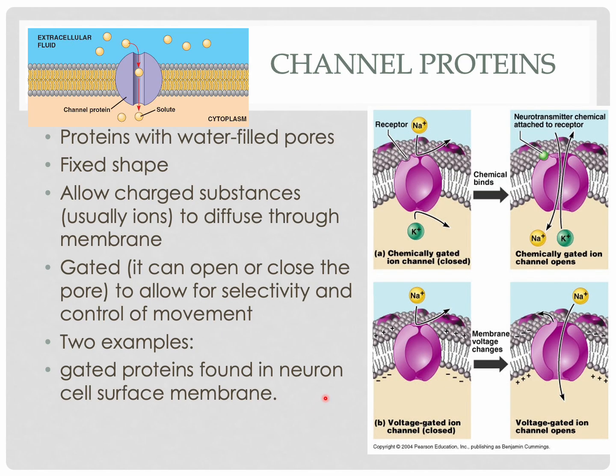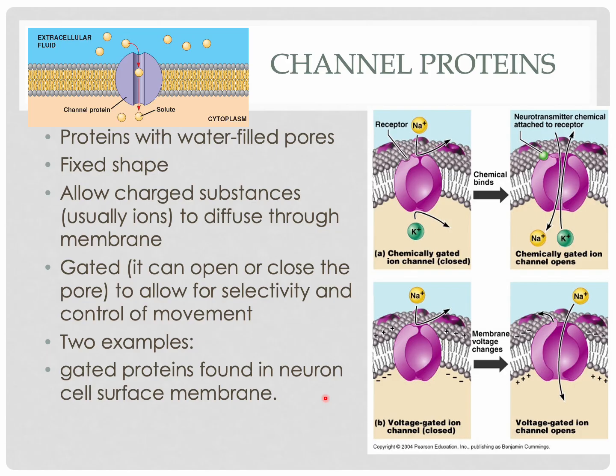Channel proteins are proteins with water-filled pores. They allow for charged substances, usually ions, to diffuse through the membrane. The pores are gated, meaning they can open and close to be selective when those materials are going to pass through. Two examples for gated proteins found in neuron cell surface membrane would be the control of sodium and potassium ions.